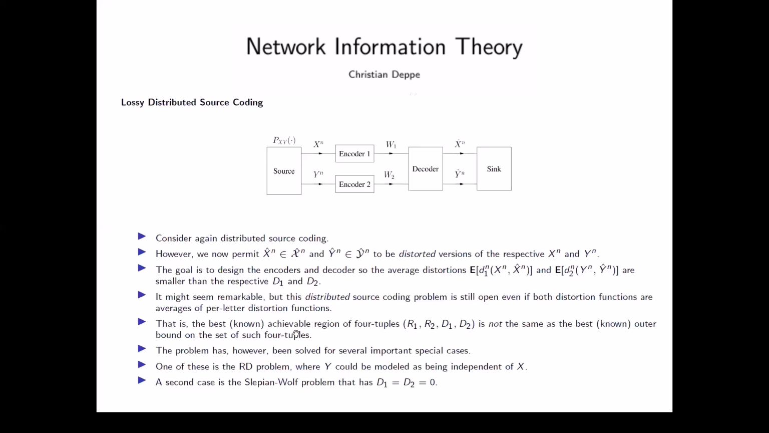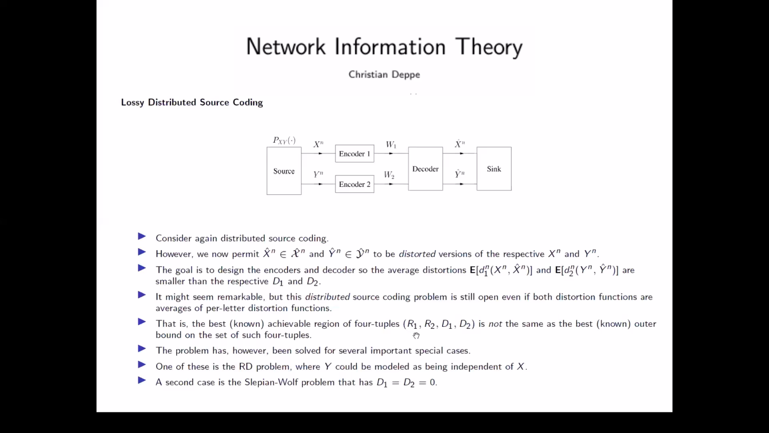So the best achievable region for these four tuples R1, R2, D1, and D2 is not the same as the best known outer bounds on the set of such four tuples. There are cases for special channels where the Berger-Tang bound is the same, so the inner bound is the same as the outer bound. But there are also cases where the outer bound is not tight.